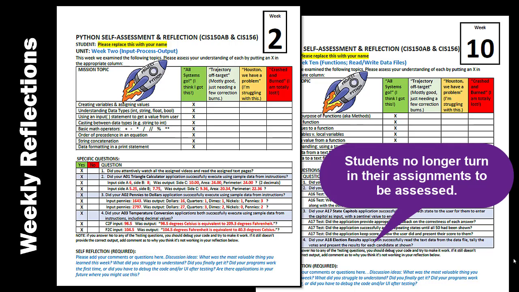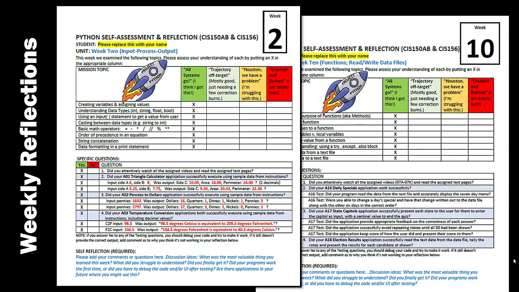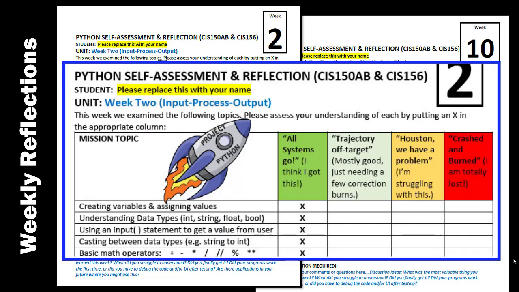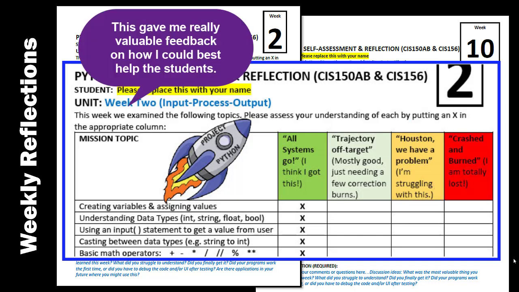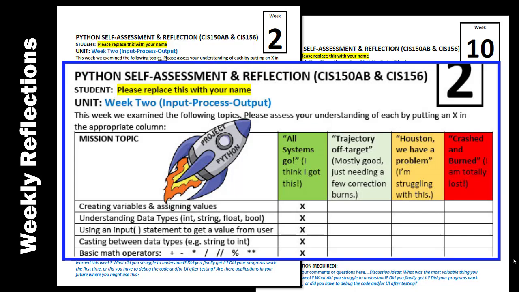Now I tied into Dr. Cyan Proctor's Journey into Space last year and gave them 4 classifications. So for each topic they would list, was it all systems go? They got this. Was the trajectory off target? Mostly good, but needed a few adjustments. Houston, we have a problem. I'm really struggling with this. Or the last one, I crashed and burned. I'm just totally lost. And all the students had to do was move the X's from one column to another column to reflect how they thought they were doing in terms of learning those topics.